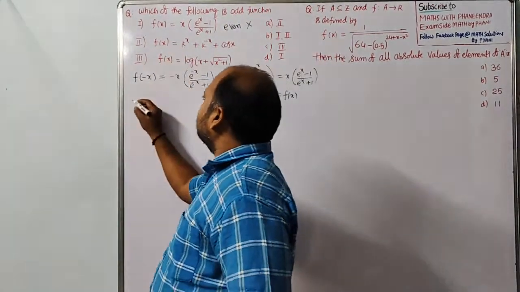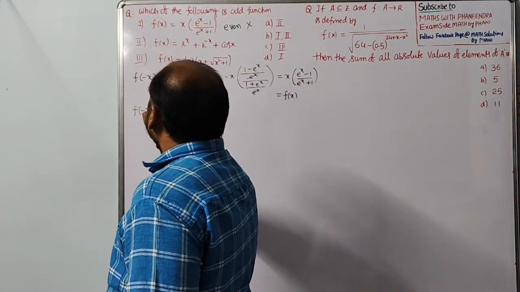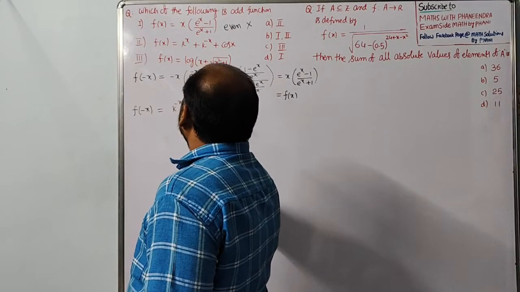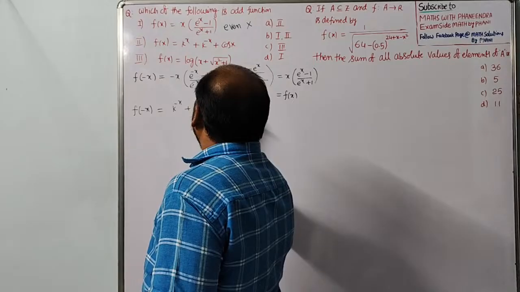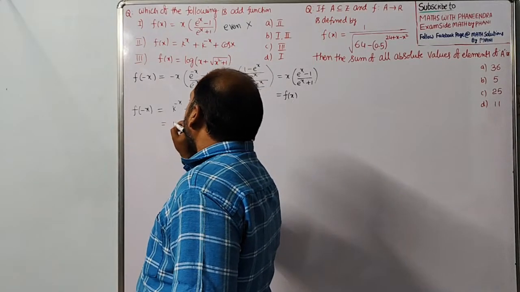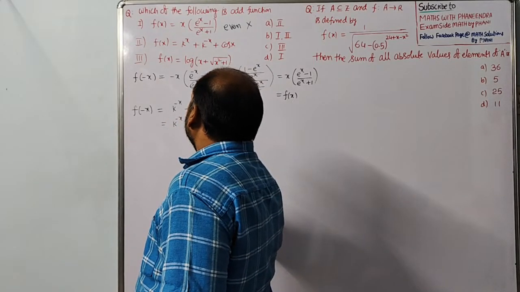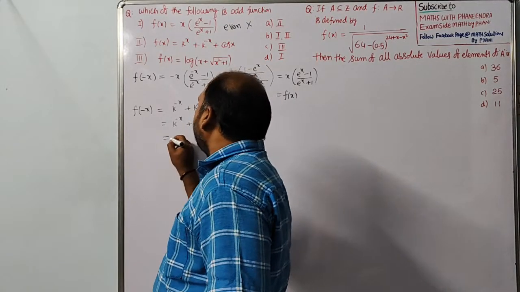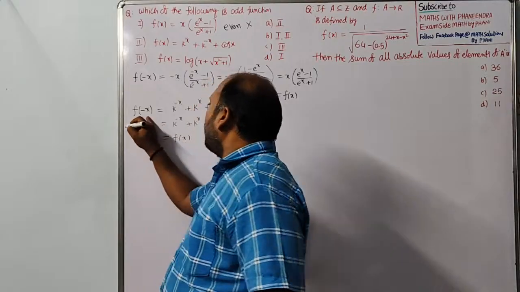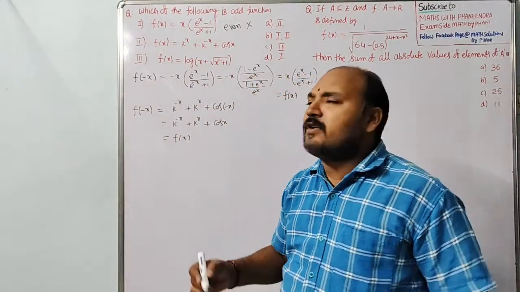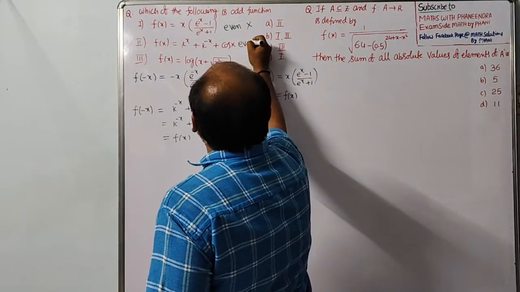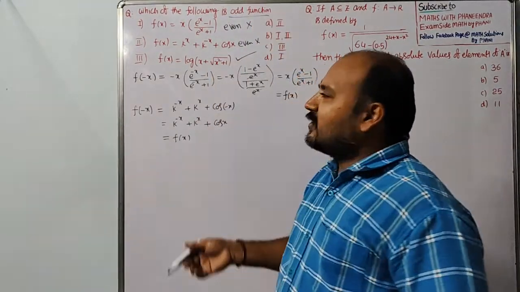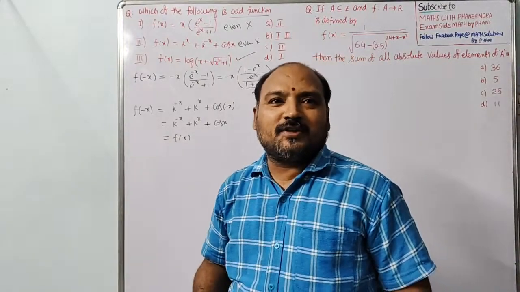Next, go to the second option. f(-x) = (k^(-x) + k^x) cos(-x). So k^(-x) + k^x, and cos(-x) is cos x only. Again we are getting f(x). f(-x) = f(x) means an even function. So this is also not our answer. Obviously, what is the odd function? Obviously the third option is the odd function.